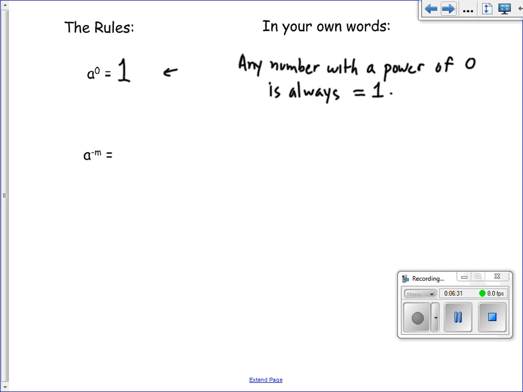What about the negative exponents? Well, the rule in textbooks usually looks like this: a raised to the negative m power. Towards the end there, you should have seen the pattern that means the factors go down into the denominator, and this becomes 1 over a to the positive m.